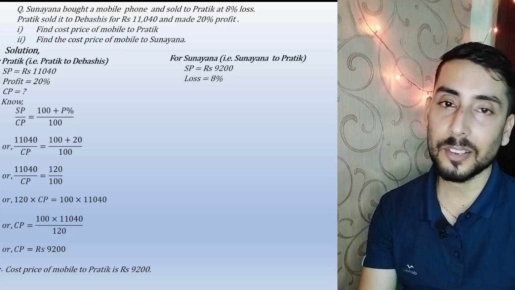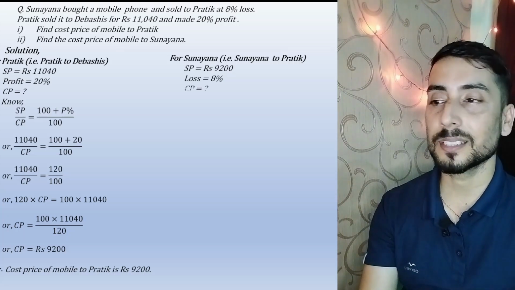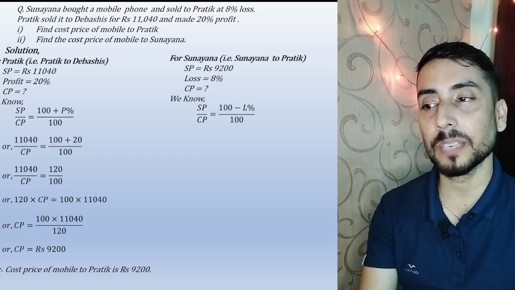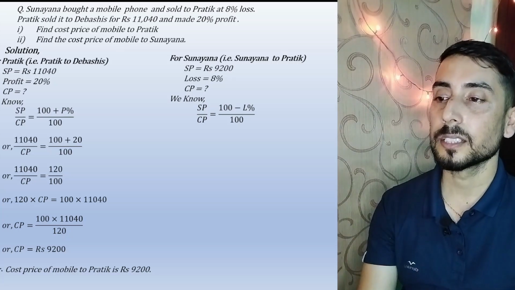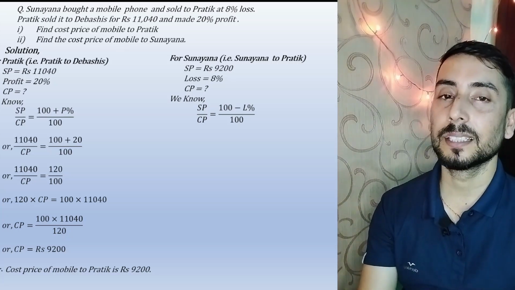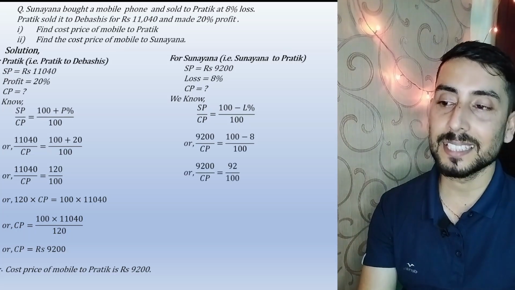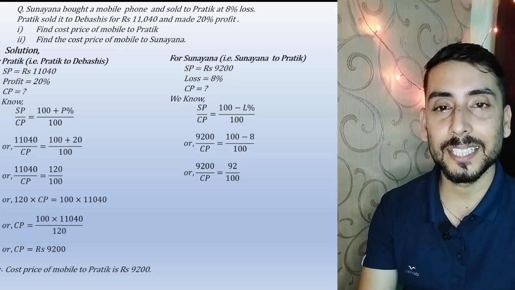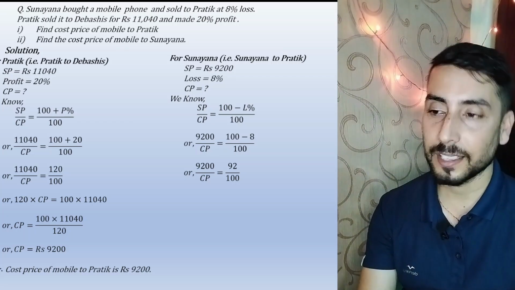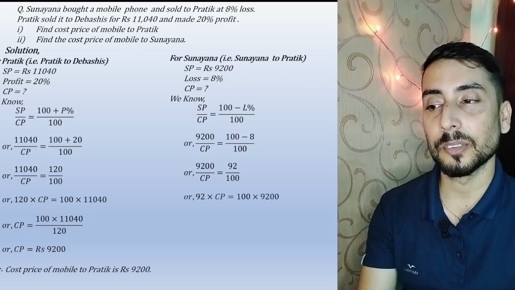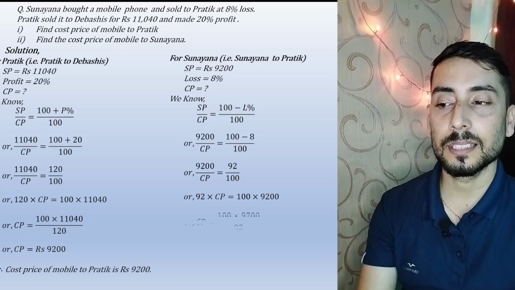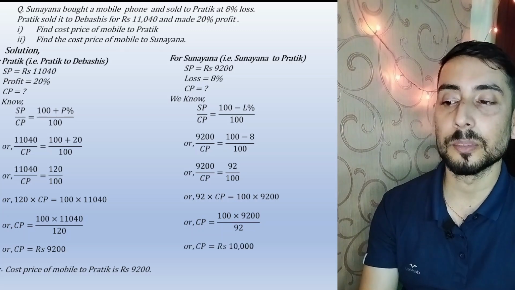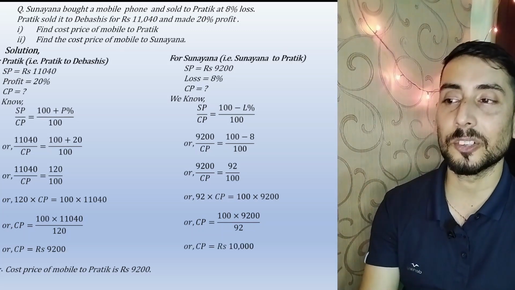Now she got a loss because of that old phone. 8% was the loss. What is missing here? Again the CP of Sunaina. So again we follow the same technique of the modified form. SP by CP equals, this time in the loss case, 100 minus loss percentage by 100. Replace the values and subtract: you get 92. Then definitely the cross multiplication, 92 into CP and 9200 into 100. Whenever you want to calculate CP, 92 goes to the other side and becomes divide. Do it in a calculator, you will get rupees 10,000. And that is the cost price for Sunaina.